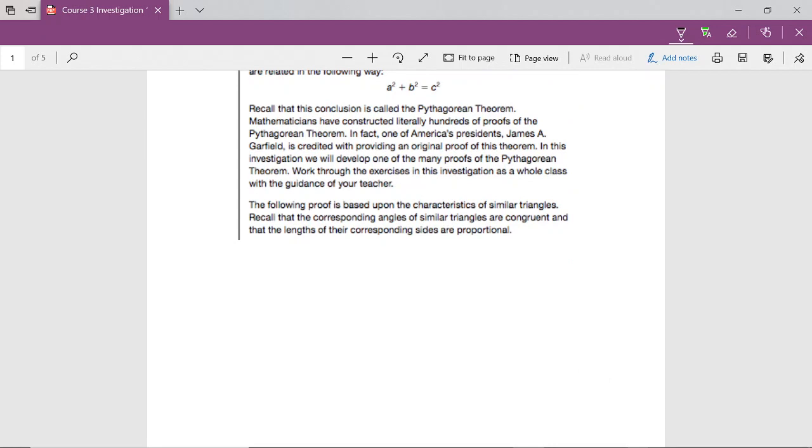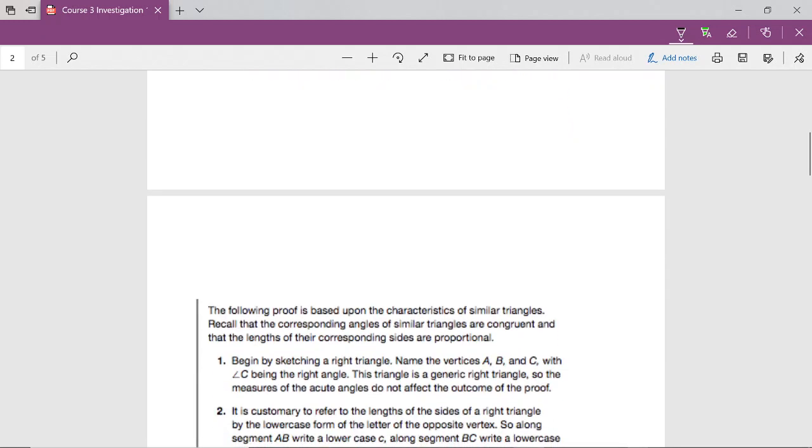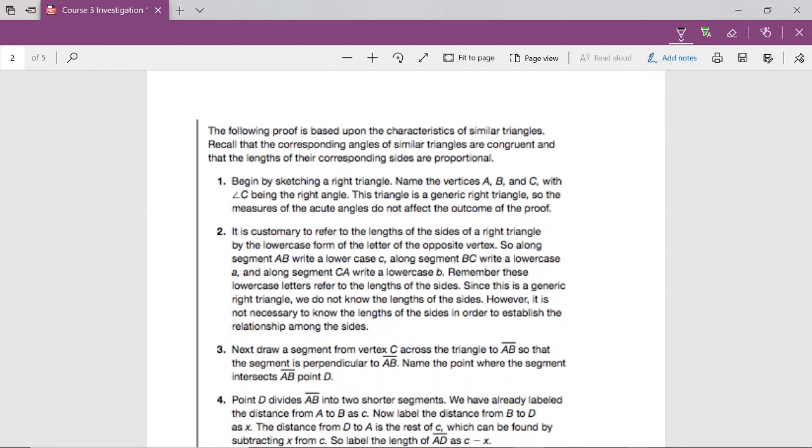So the following proof is based on the characteristics of similar triangles. And remember, similar triangles, the corresponding angles are congruent, meaning they're all the same, and the lengths of corresponding sides are proportional. So same angles, proportional side lengths of those corresponding sides and angles. Recall that the corresponding angles of similar triangles are congruent, lengths are proportional.